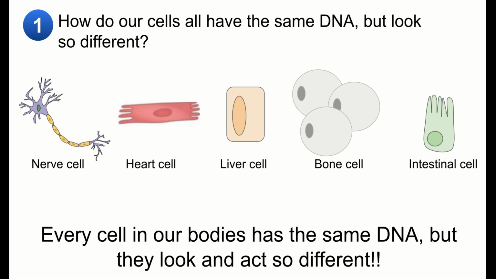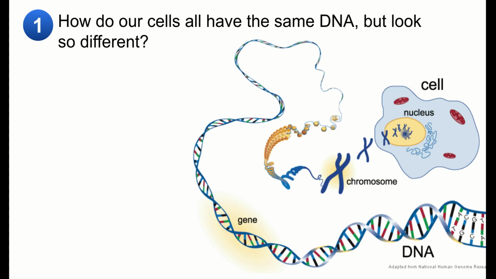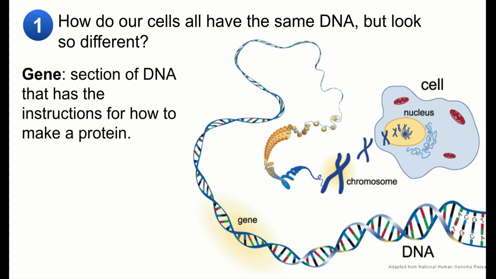How's that possible? Well, these cells are so different, but what's different about them? It's the proteins that are in each cell. So now's a good time to remind yourself of the connection between DNA and proteins. Remember that a gene is a piece or a section of DNA that has the instructions for how to make a protein. And you have tons of DNA coiled up inside the nucleus of your cells. And that set of DNA, that's your genome. And that is all of the genes, all the instructions to make all the proteins that are in your cells.